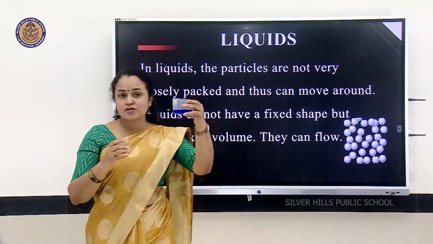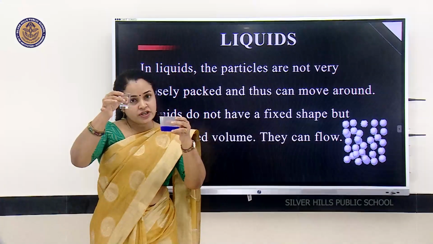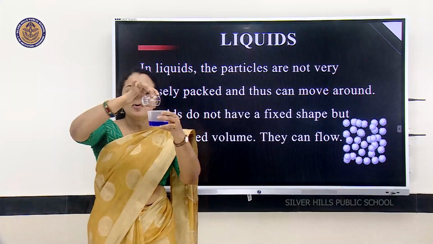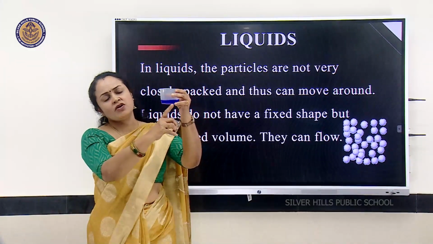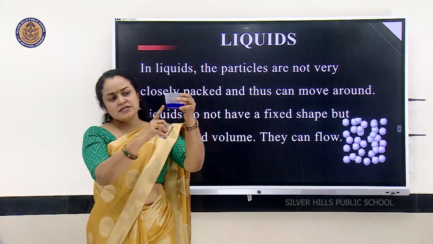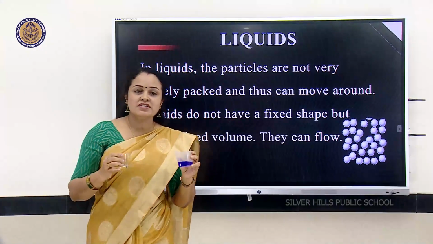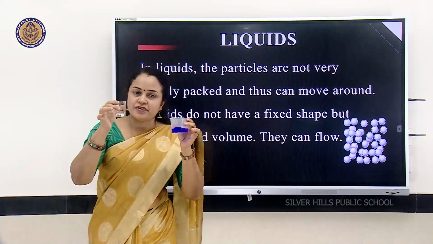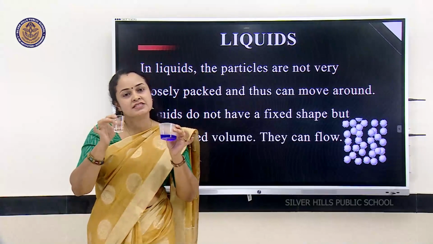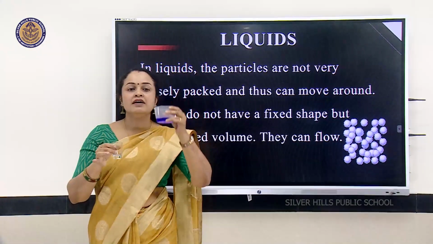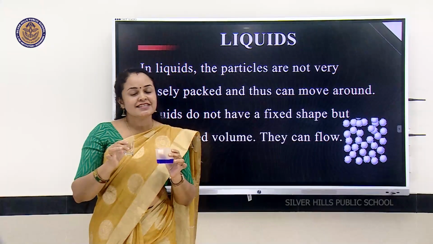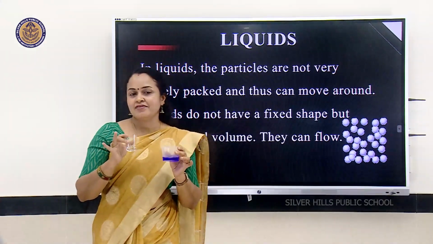And another thing also, how much water is included in this bottle, the same water I am pouring into this, but there is so much space, but it is occupying only this much space inside this bowl also. What does it mean? It is having a definite volume. That means it will occupy the same space whether it is in a small glass or in a big bowl. And another thing is that the liquids do not have a definite shape.